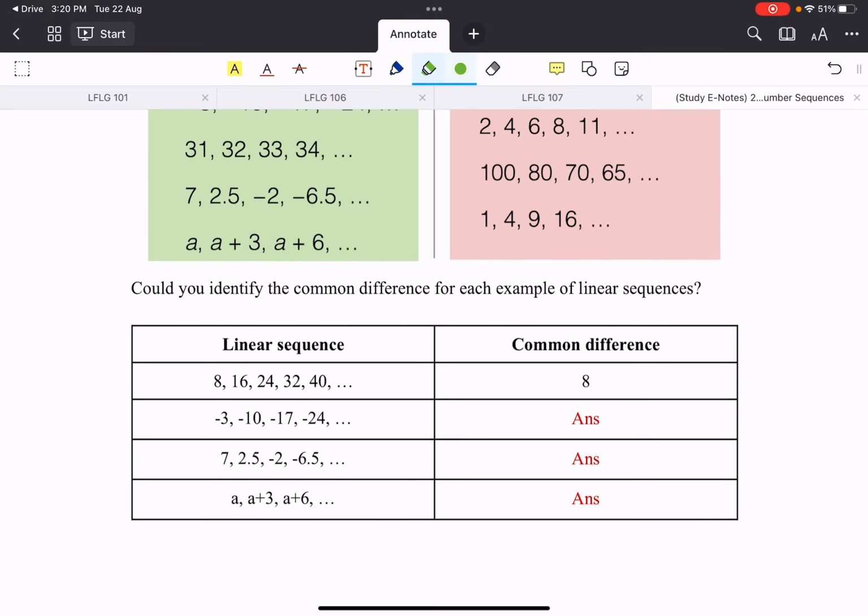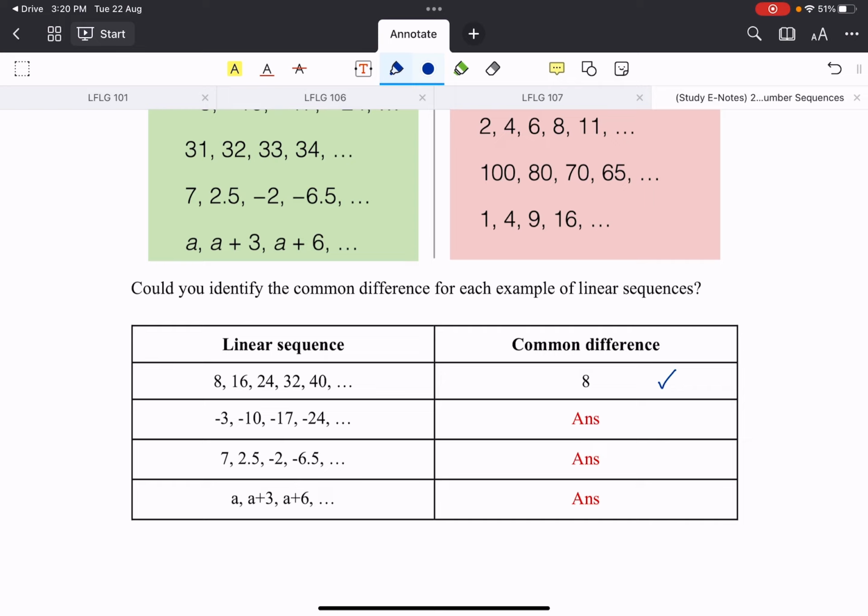The first thing that we want to do is we want to identify the common difference. Are you able to identify the common difference? Well, the first one is done for you. So 8 to 16, you actually plus 8. 16 to 24, you plus 8. 24 to 32, you plus 8. So we add 8 every step of the way, right?